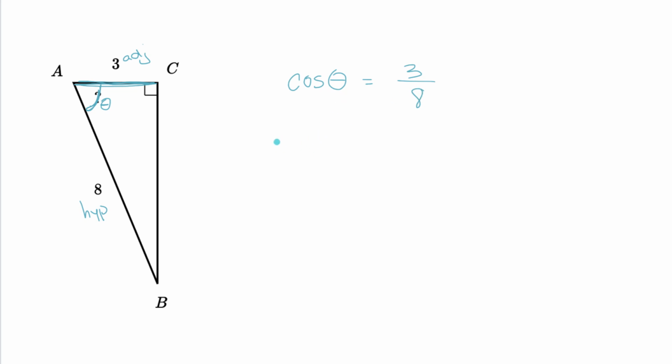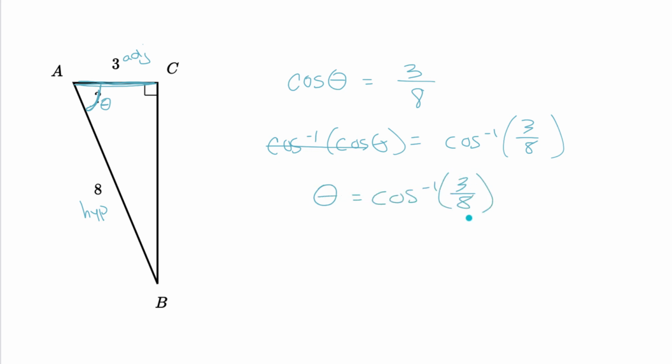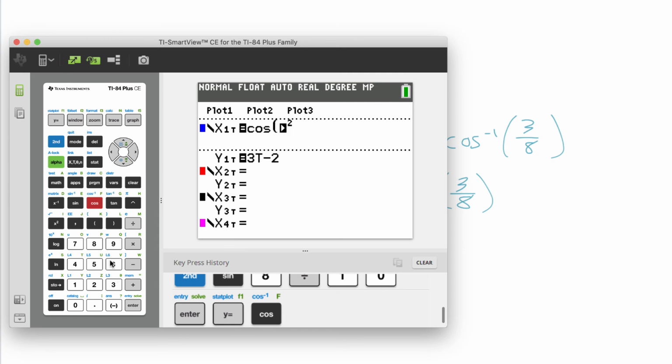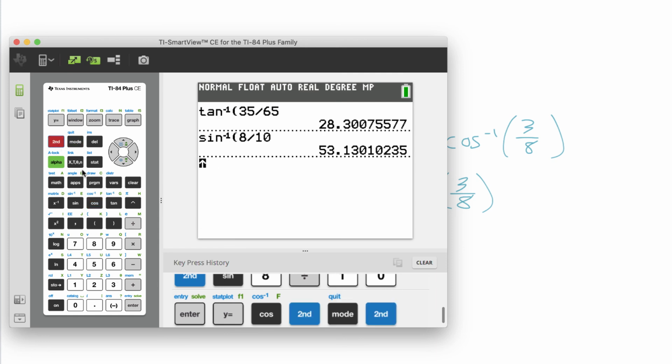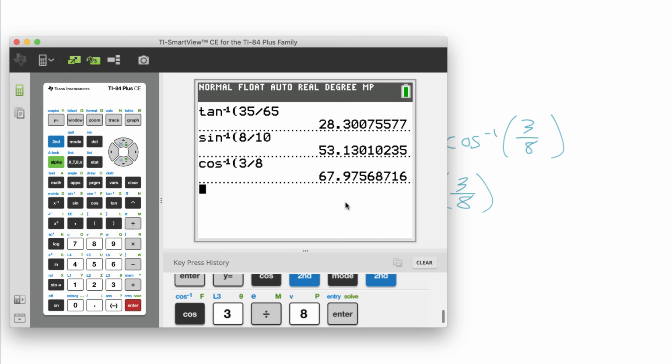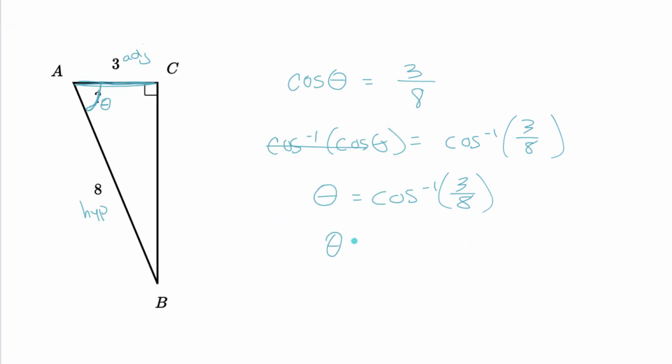So to undo that, again, I'll write the whole thing out this time. Inverse cosine of the cosine of theta. I've got to do it to both sides. Inverse cosine of 3 over 8. So again, the inverse cosine is going to undo the cosine. I'm just going to be left with theta is equal to inverse cosine of 3 over 8. I'm going to grab my calculator, and it's going to tell me that the inverse, oops, I'm in the wrong window. It's going to tell me that the inverse cosine of 3 over 8 is approximately 67.98 degrees. We could call that about 68 degrees. So theta is about 68 degrees.